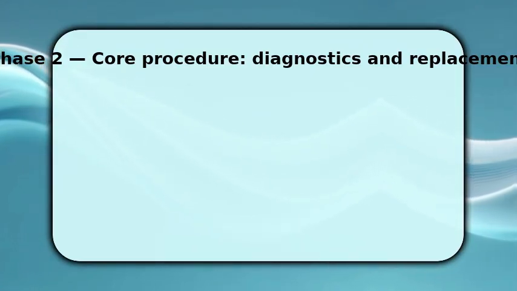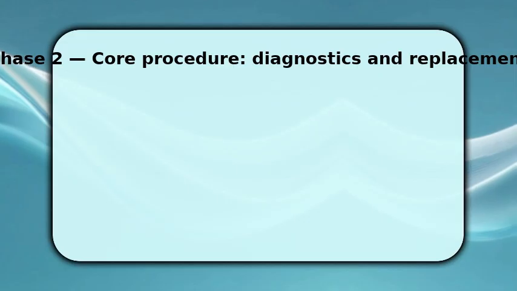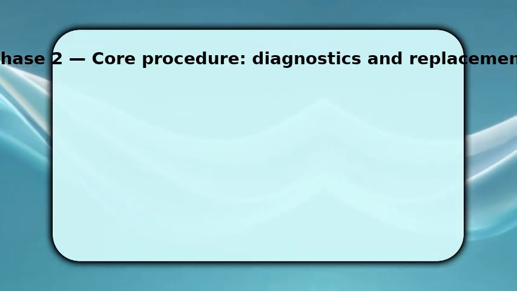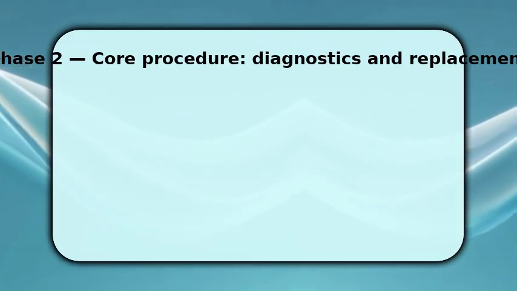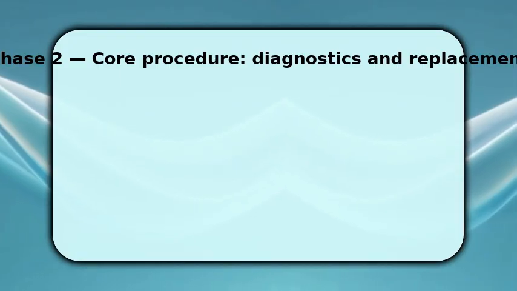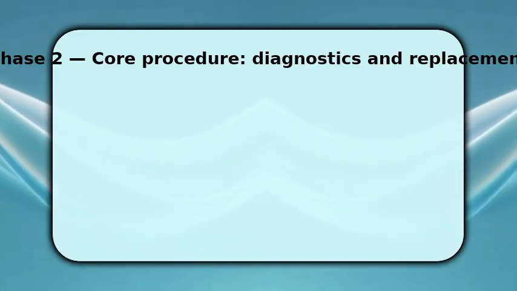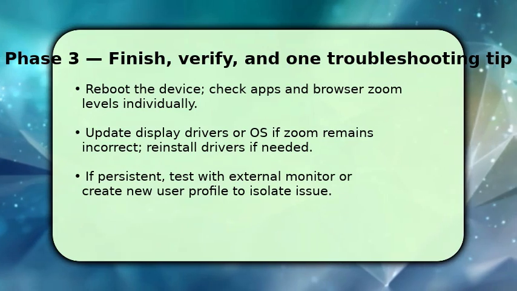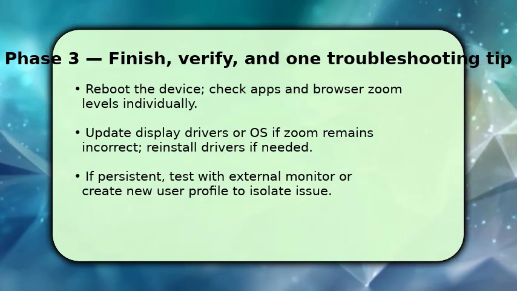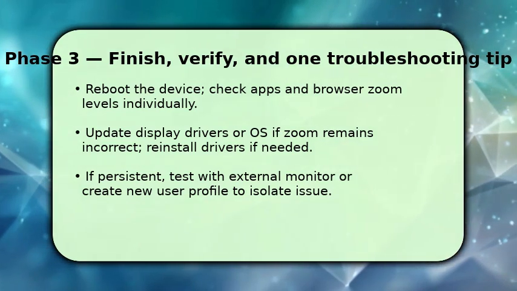Use keyboard shortcuts like Ctrl+0 or Ctrl plus mouse wheel or a two-finger pinch on touchscreens to fine-tune so text and UI components sit correctly within the physical screen. You finish by rebooting the device to lock in changes, then verify individual apps and browser zoom levels. They can differ from system scaling.